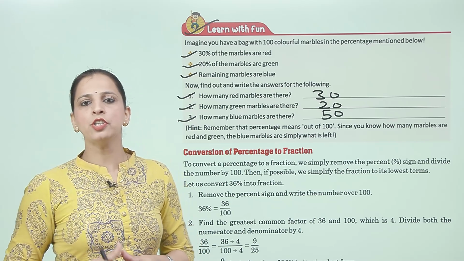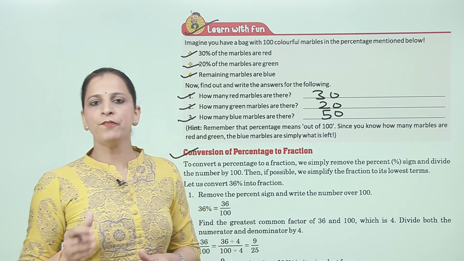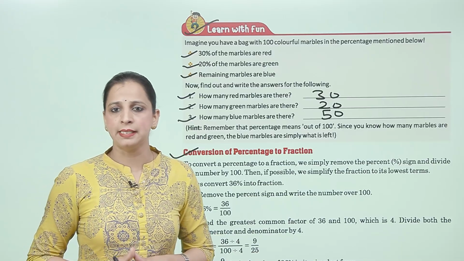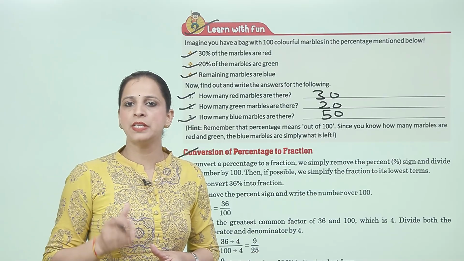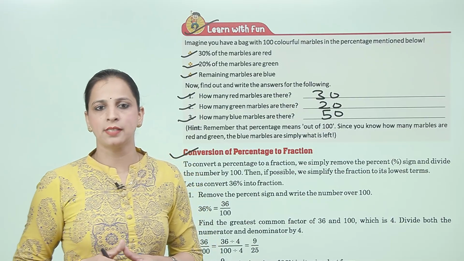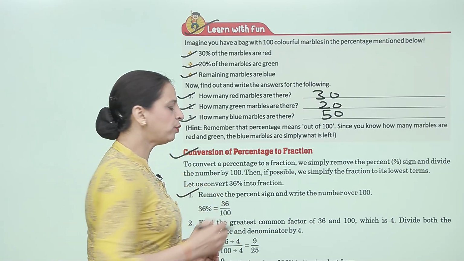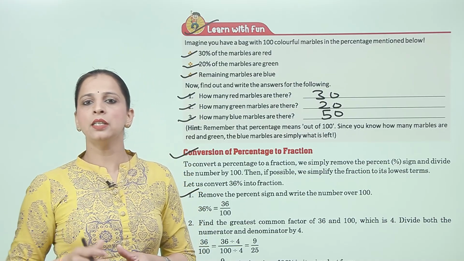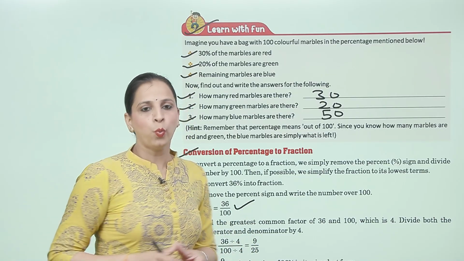Now, conversion of percentage to fraction. To convert a percentage to a fraction, we simply remove the percent sign and divide the number by 100. Then, if possible, we simplify the fraction to its lowest term. Let us convert 36% into fraction. First, remove the percent sign and write the number over 100. 36% is 36 by 100.